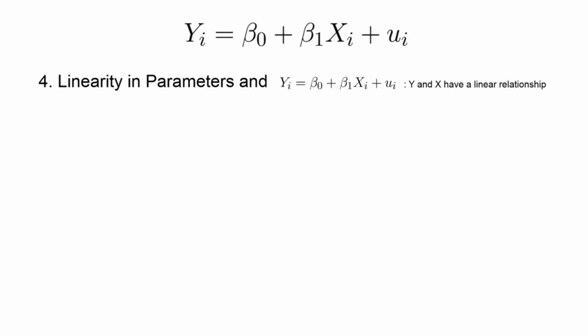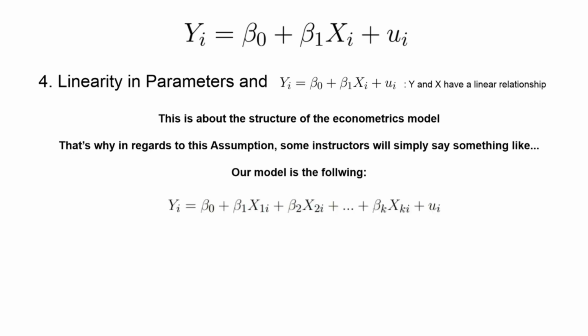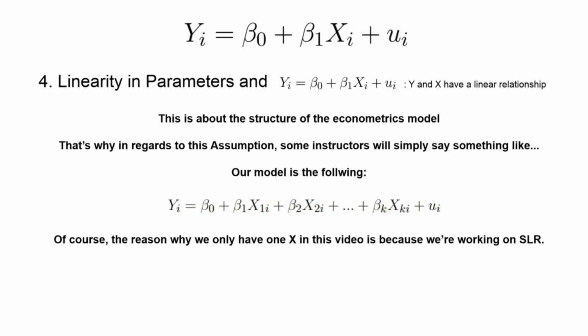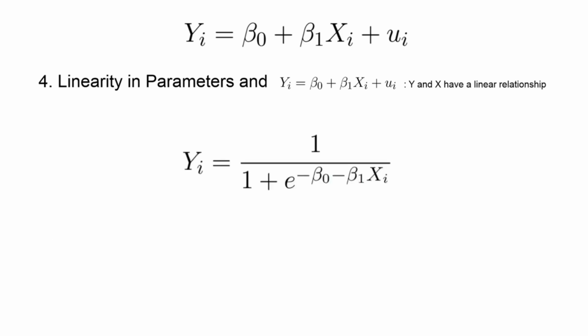So if you think about this assumption, this is about the structure of the econometrics model. That's why in regards to this assumption, some instructors will simply say something like, our model is the following, where y is going to be explained by k number of x variables and the betas are the coefficients we're interested in estimating. Of course, the reason why we only have one x variable in this video is because we're working on simple linear regression. So now the main question is, how can this assumption fail to hold and what are the consequences? Consider this relationship between y and x in the middle.